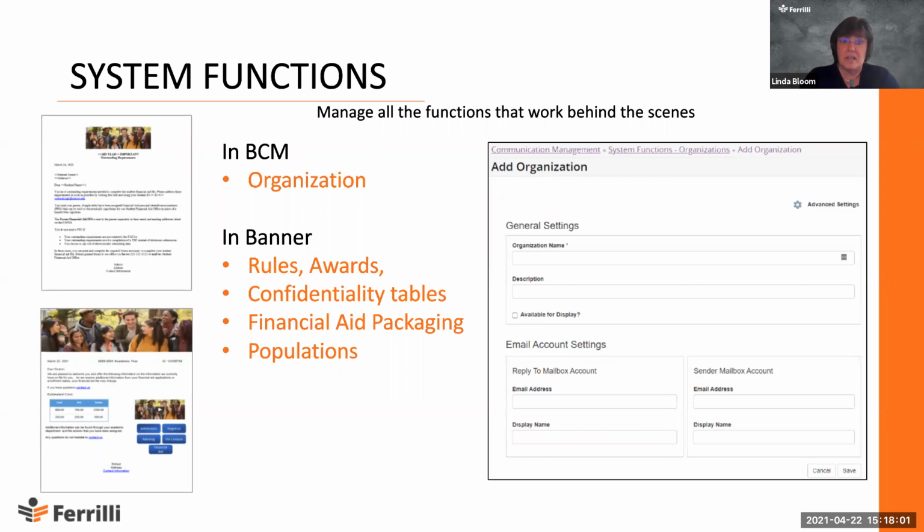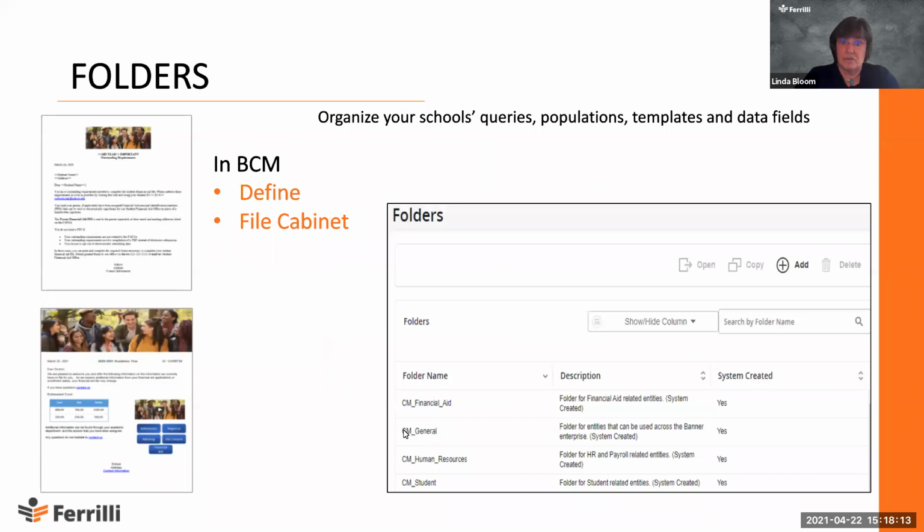And then on the Banner side, you're starting to define your rules, your confidentiality tables, what you're going to need, your populations, and Jay will go into that a little later. From there, you're going to set up your folders. You're pretty much setting up your file cabinet.